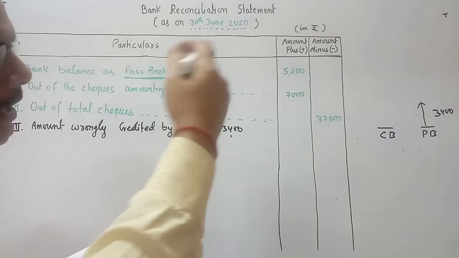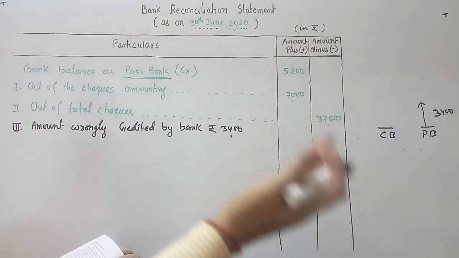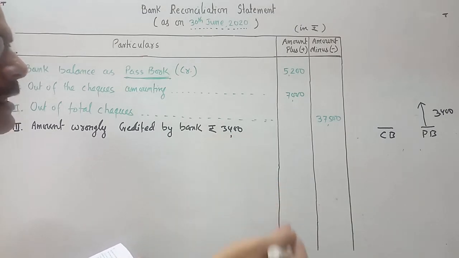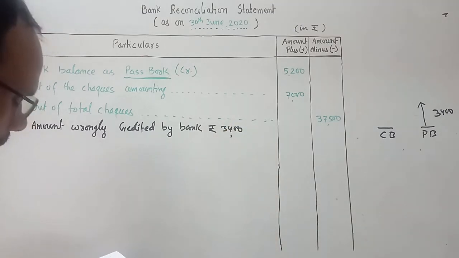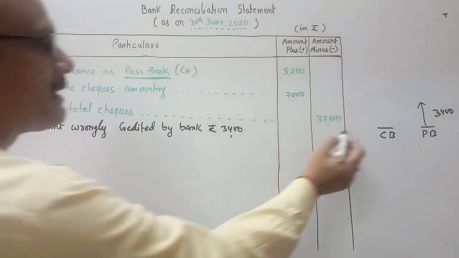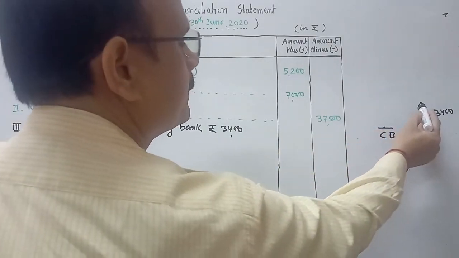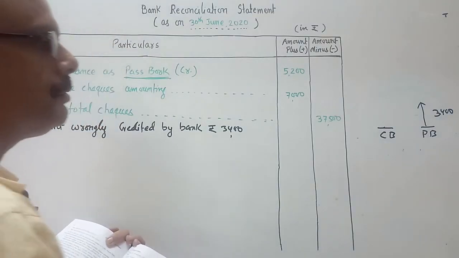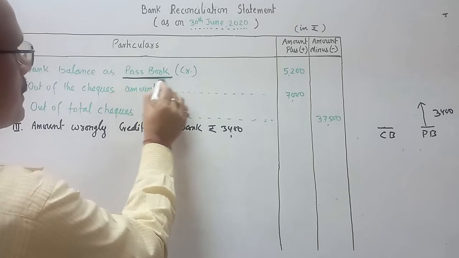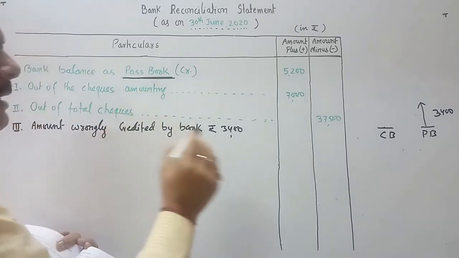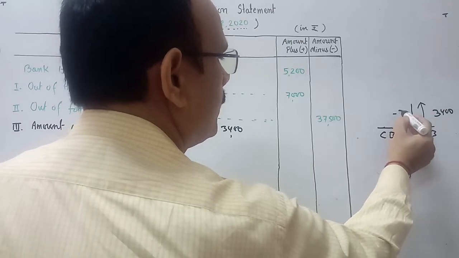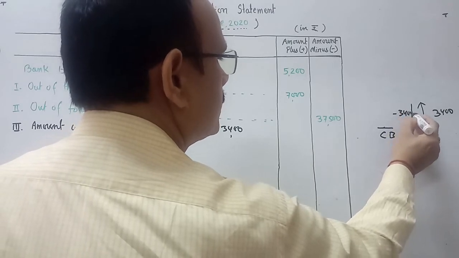So the mistake is in the passbook, wrongly credited. If the amount is wrongly credited in the passbook, the passbook balance will increase by 3,400, and as such no mistake is done in the cash book. So the cash book balance is here and the passbook balance is here. What will we do? We are going to take the base. The base is the passbook, so we will reduce 3,400, then this will be equal to the cash book balance.